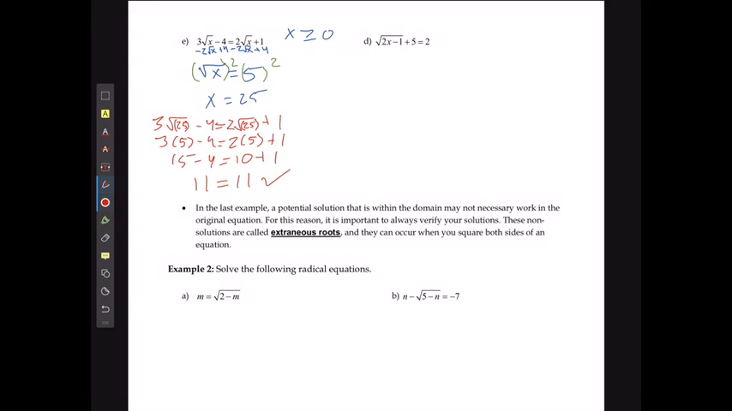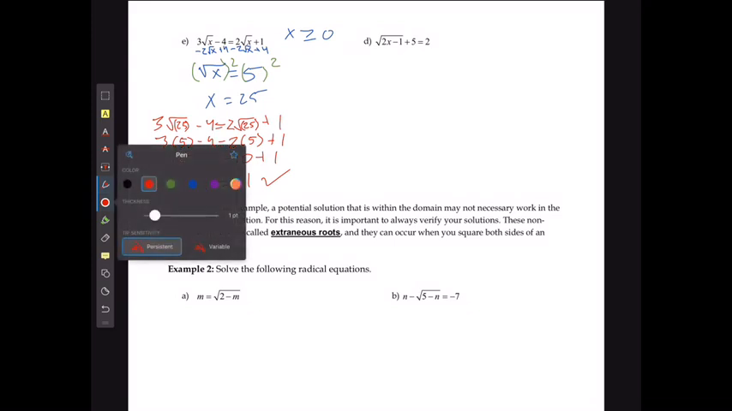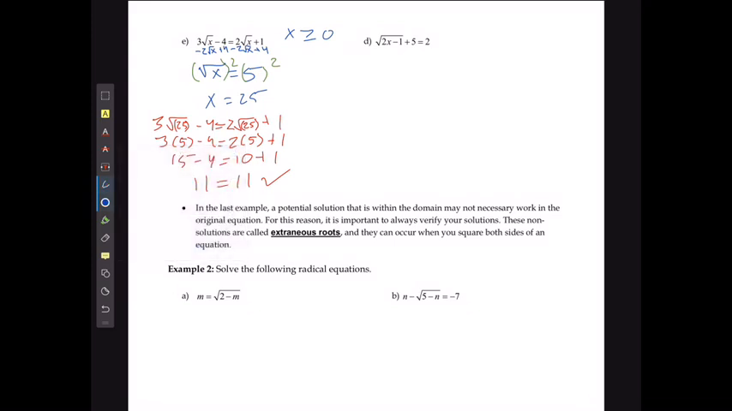Alright, for example D, if 2x minus 1 has to be greater than or equal to 0, then 2x would be greater than or equal to 1, and x has to be greater than or equal to 1 over 2. And there's my restriction.